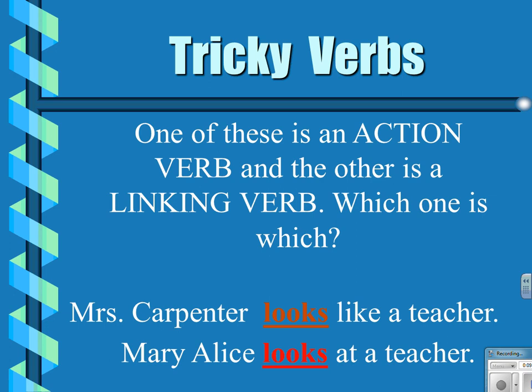Well, in the first sentence, Mrs. Carpenter is not using her eyes for the looks. So looks actually is connecting or linking something about Mrs. Carpenter, and that's that she's like a teacher. So looks connects Mrs. Carpenter to a teacher, so that means that that's a linking verb. In the second sentence, Mary Alice looks at a teacher. Mary Alice is using her eyes, so that is actually an action verb in that sentence. So you really have to look. Just because they're usually an action verb doesn't mean that they can't possibly be a linking verb.